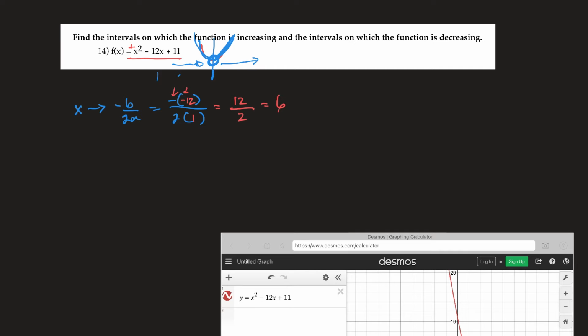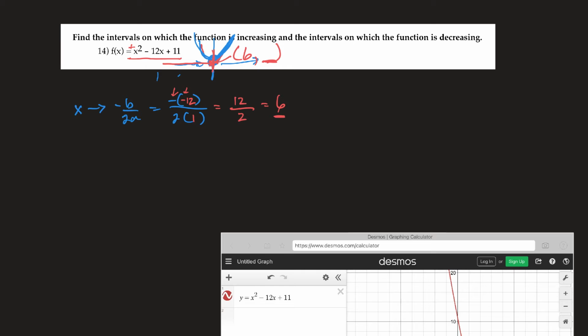Now, it turns out for this question, that's all you need to know. Typically, we want to find a point for that vertex, so it's 6 and something. But really, we don't need to find the y value, because I just want to know how far I have to come here before the graph turns. Instead of coming down, it starts going up.